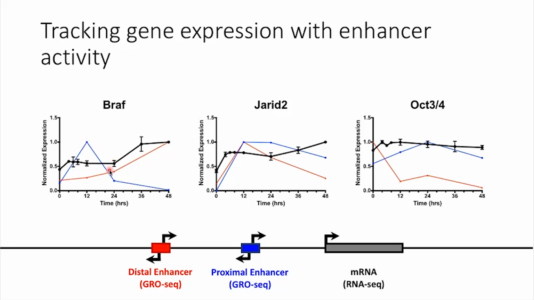But as the more distal enhancer becomes established, we see a nice correlation with the rise in steady state gene expression. JARED2, on the other hand, has a very different kinetic profile. Both enhancers come on very early and very strong, leading to a quick and immediate boost in gene expression that we see by 4 hours. As the proximal enhancer is established, we see a drop in the distal enhancer. So it seems like the proximal enhancer is taking over in this case.